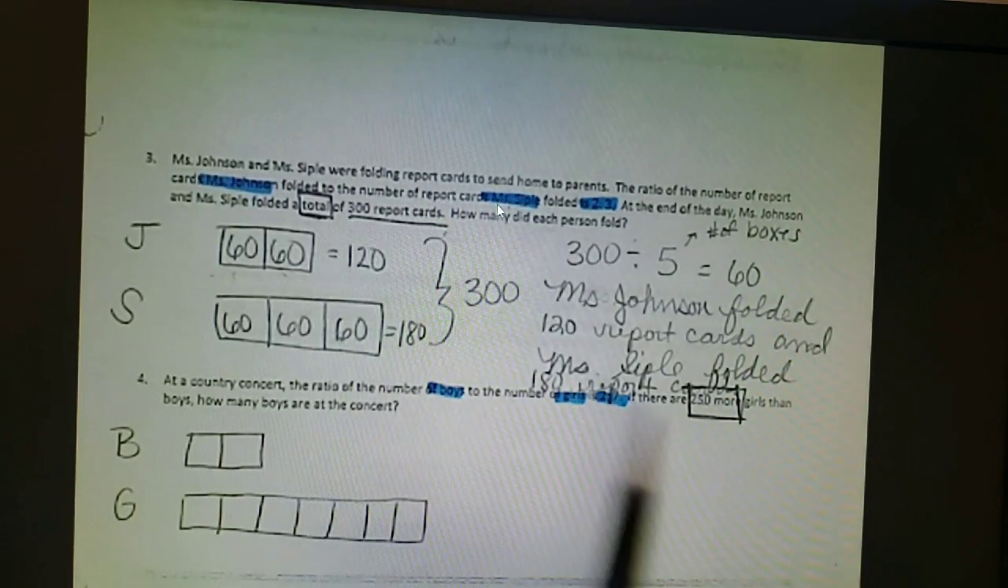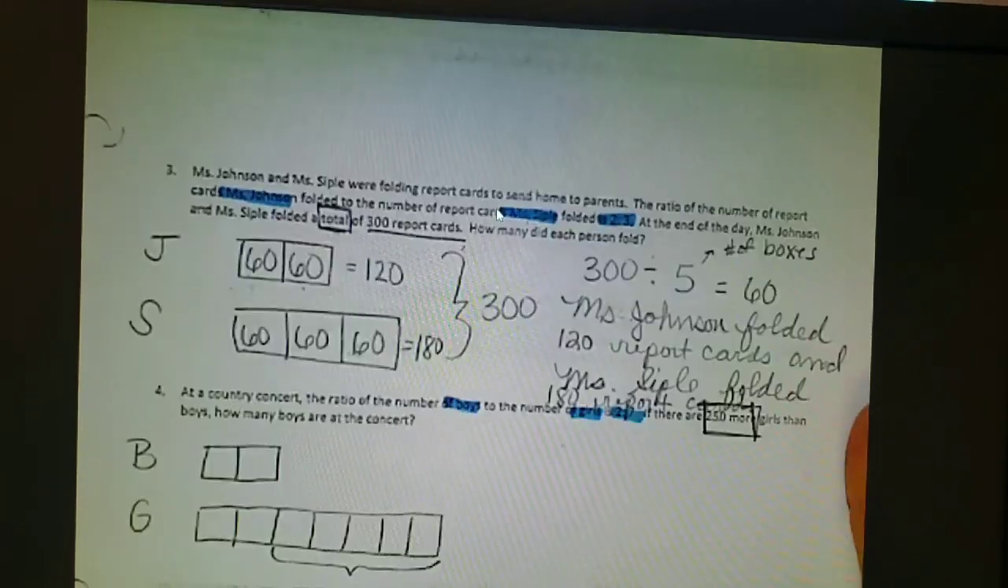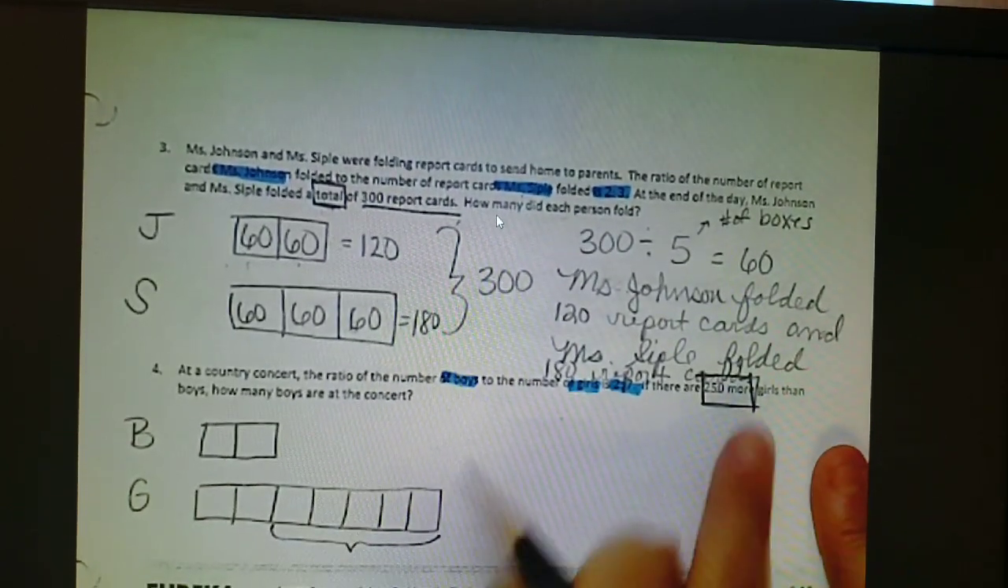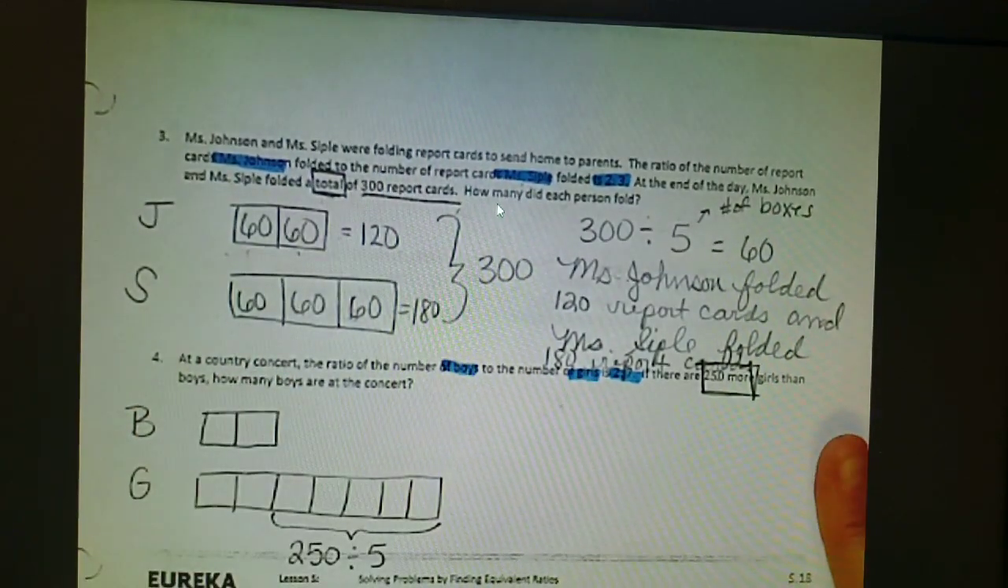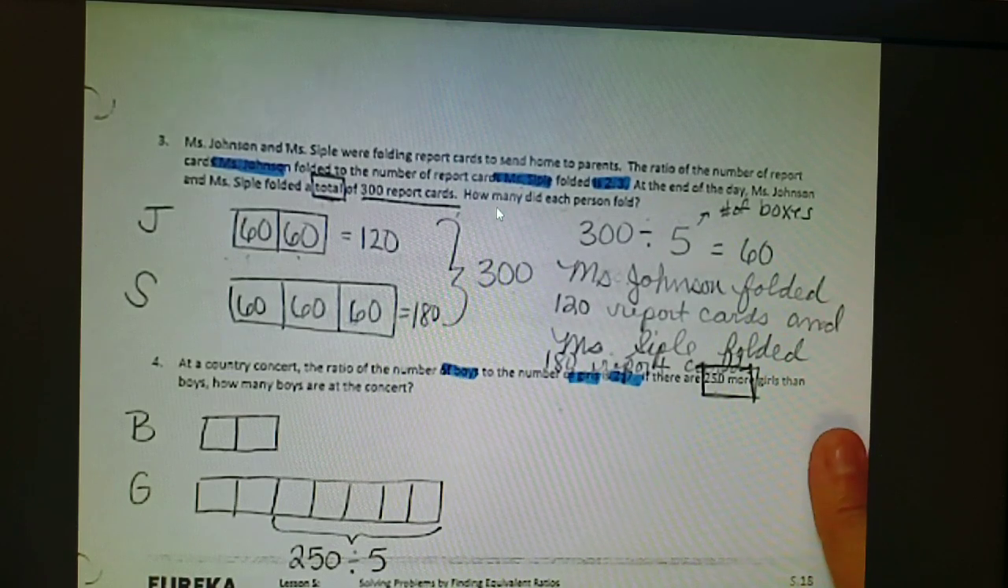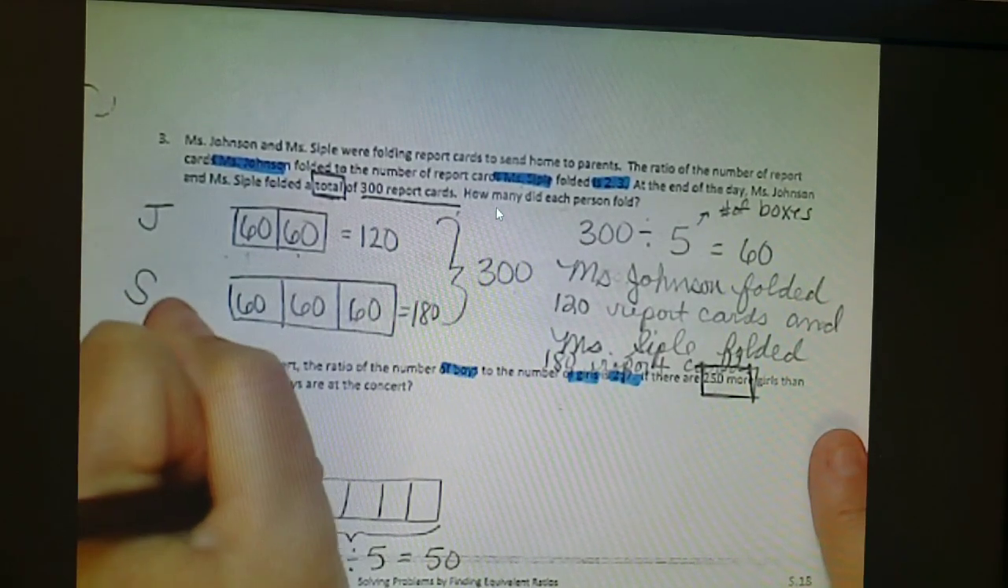When it is a more problem, you have to discover where the more boxes are. We have 5 more boxes right here. These are the extra boxes. So what that tells me is that the 250 more has to be divided equally among those 5 boxes. So we want to do 250 divided by 5, which is 50. So each one of these boxes is 50.